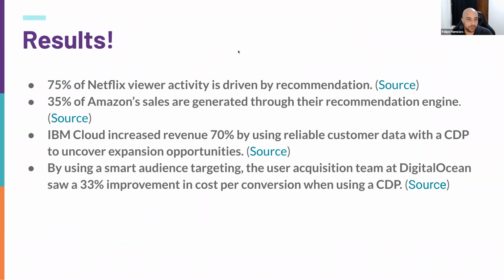Here are some examples and results of companies that have used event data and user behavior data and the CDP to improve their business gains or their recommendation engine or really improve their product overall. So Netflix has this huge viewer activity totally driven by recommendations. So their algorithm is basically what's most important in the platform. And their algorithm is totally based on events.